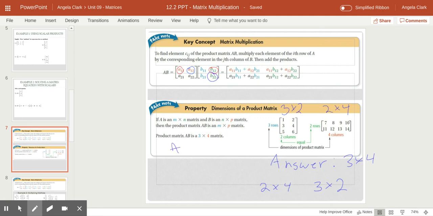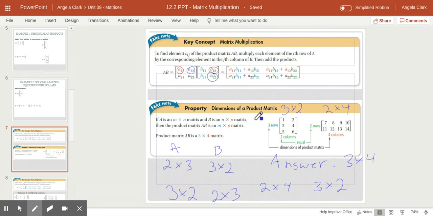Say A was a 2x3 and B was a 3x2. Then I could do A times B and I would get a 2x2 matrix as my result. Or I could do B times A, and I can do B times A, and I would get a 3x3 matrix as a result.